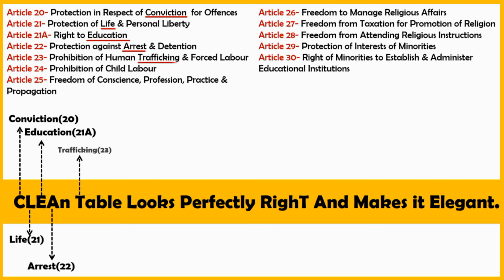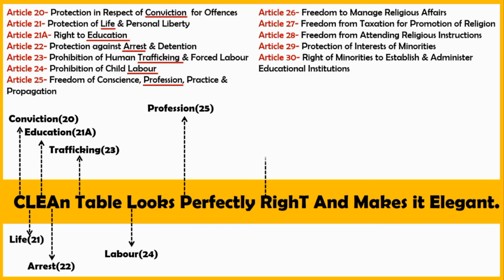T for trafficking, that is prohibition of human trafficking and forced labour, Article 23. L for labour, that is prohibition of child labour, Article 24. P for profession, that is freedom of conscience, profession, practice and propagation, Article 25. R for religious, that is freedom to manage religious affairs, Article 26. T for taxation, that is freedom from taxation for promotion of religion, Article 27.